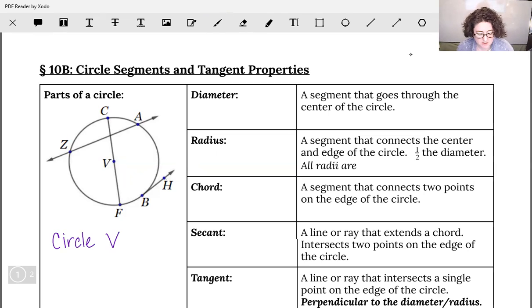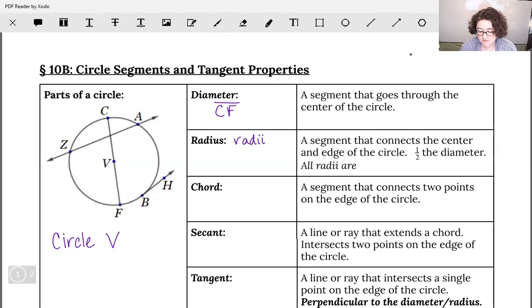And so our diameter has to go through that center V. What's the only segment that goes through that? Again, segments always use two letters, so we would name that as segment CF. So again, it is a segment. Its endpoints are on the edge of the circle. So the radius, we actually have two radiuses, or specifically radii. If you hear me use that word radii or see that written, it's just the plural of radius.